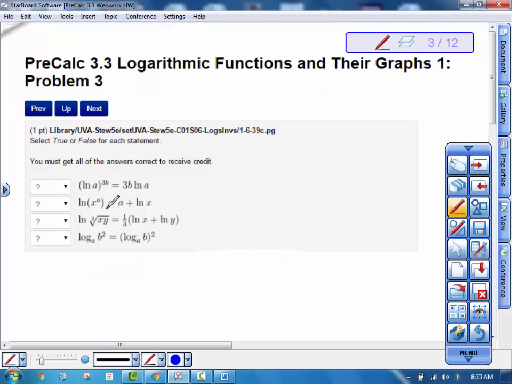Okay, the next problem gives us some functions, and wants to know if these are equivalent. So the first one, log base a of 3b, is it equal to 3b times log of a? That's the natural log, by the way. Yes, that's true. You can bring the exponent down. That's one of the properties.